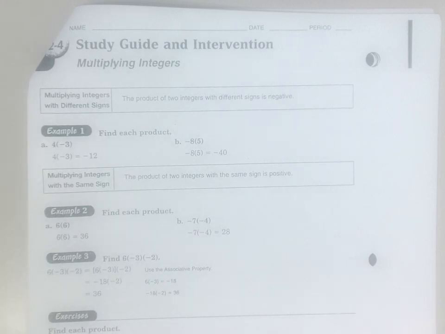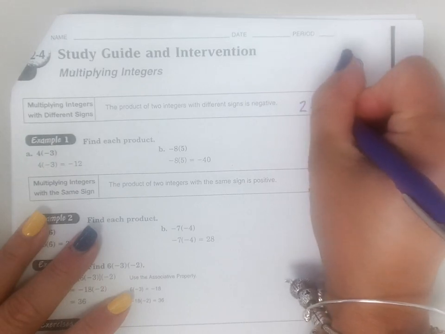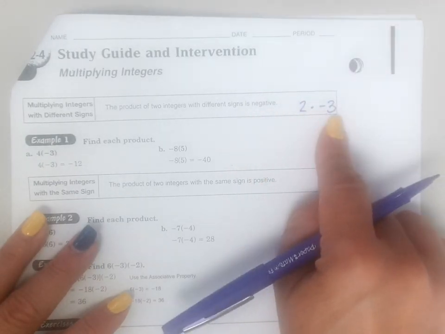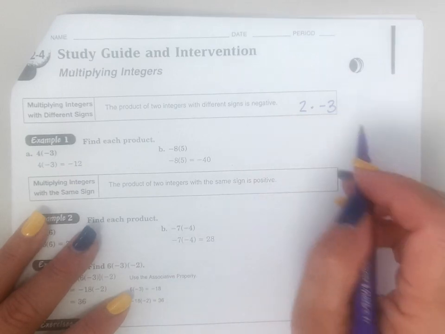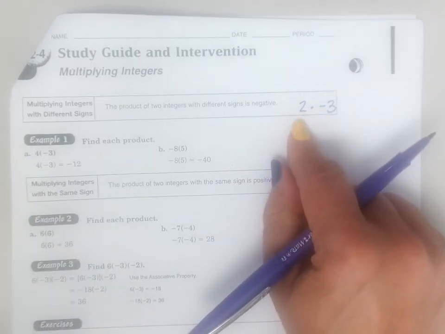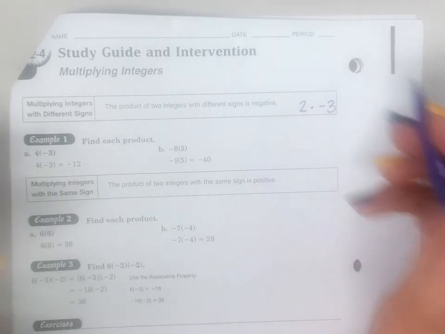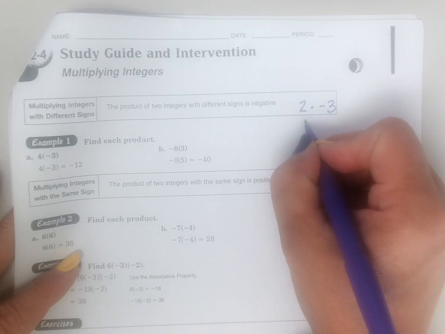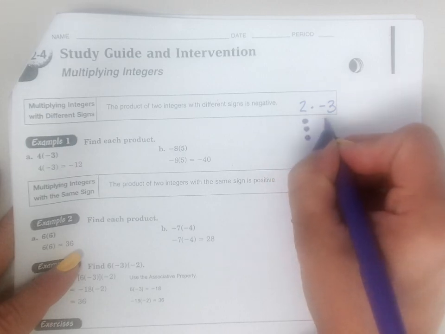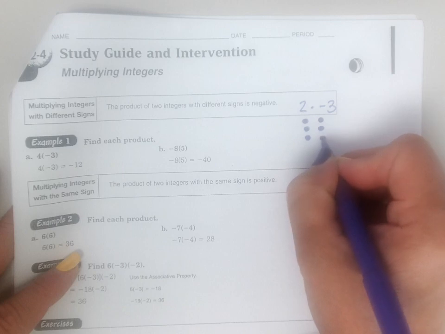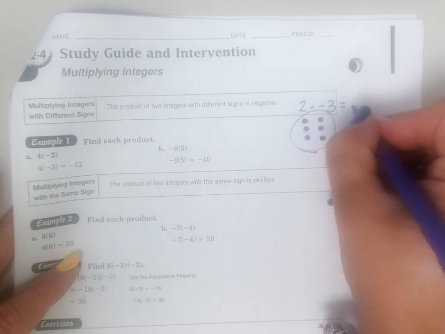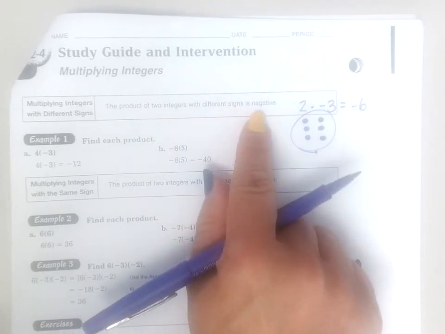So I'm going to use some little counters to help show how I get my answer, and then we'll come up with the rule. Multiplying integers with different signs: the product of two integers with different signs is negative, and here's why. Let's say that I'm doing 2 times negative 3. They have two different signs, right? Different signs means one's positive and one's negative. Well, in multiplication, the first number says how many groups, and the second number says how many are in each group. So if I have two groups of 3 negatives, I do filled in dots for negative. So 2 groups of 3 negatives, what do I have in total? I have 6 negatives. So it said when I have different signs, the answer will be negative.